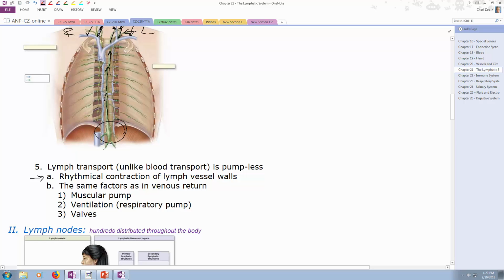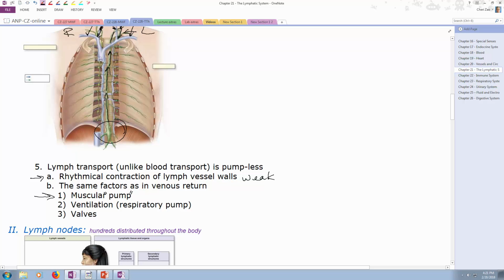So that's saying that the smooth muscle is trying to milk the lymph back, and this is very weak. So that's not the easiest way to get our lymph back. The easiest way to get our lymph back is the same factors that got venous return back to the heart. And so when we say muscular pump, remember that's not a real pump.